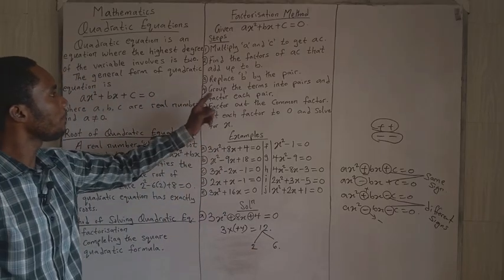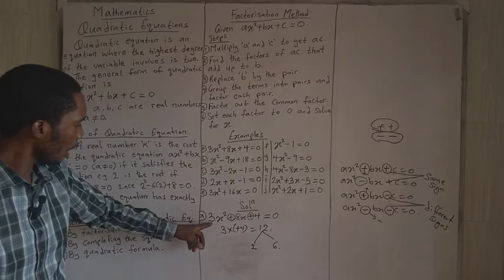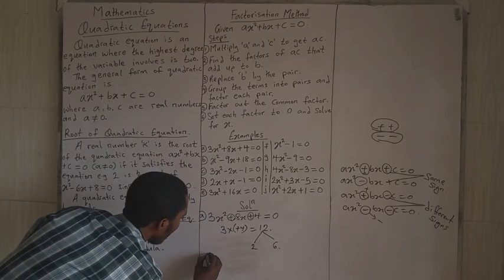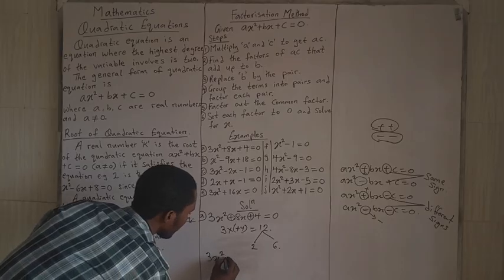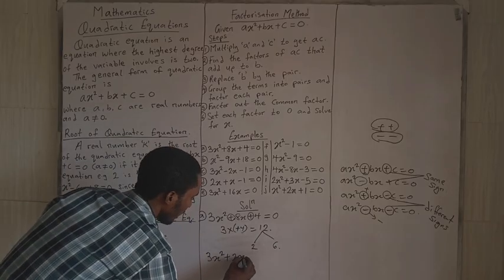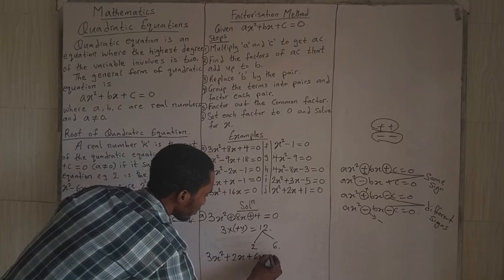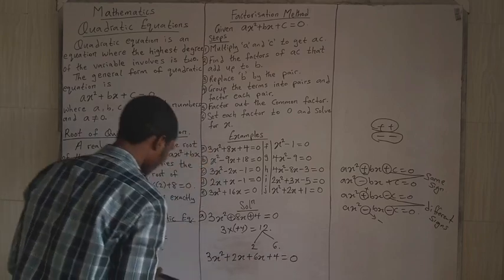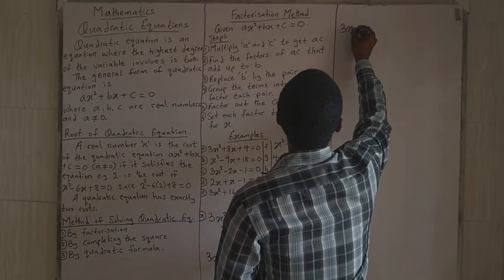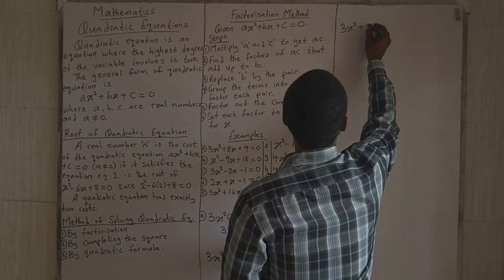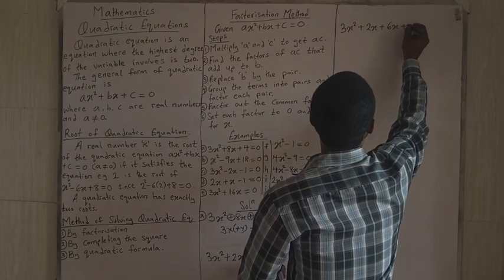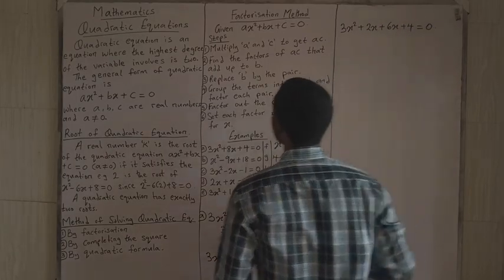Step 3. Replace b by the pair. We are going to replace 8 by this pair. And we have 3x squared plus 2x plus 6x plus 4 equals 0.